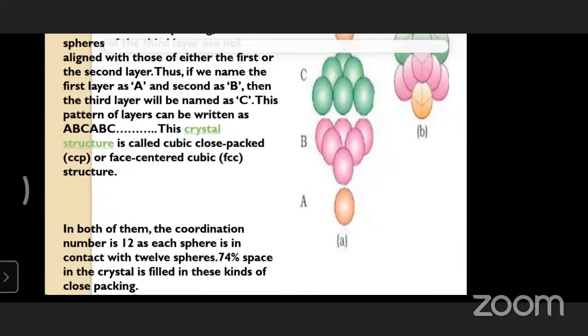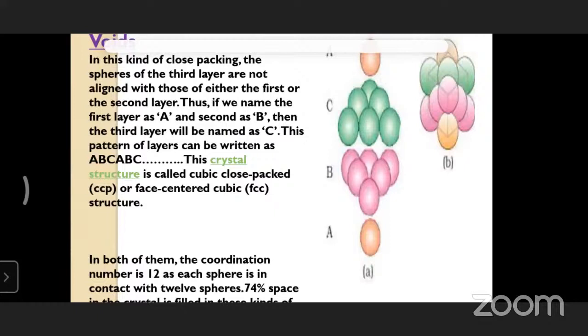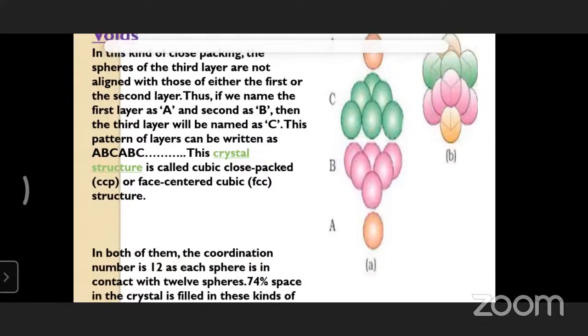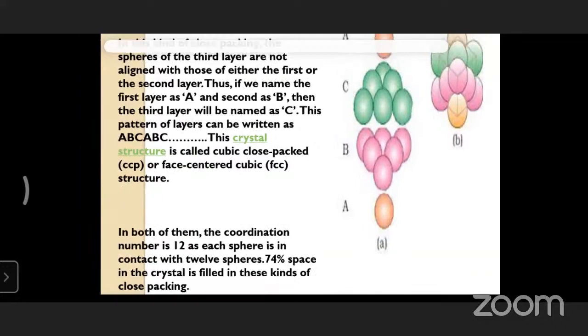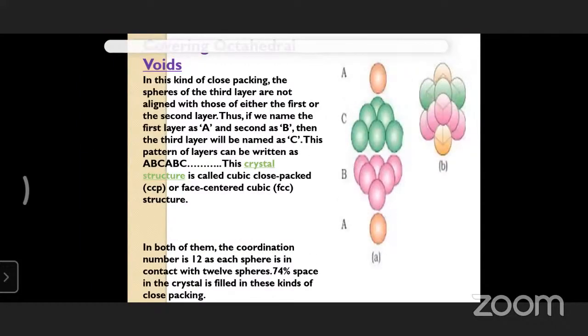Then, 74% of the space in the crystal is filled in this kind of close packing. How did we get this 74%? In the first slide also we discussed 68%, and I mentioned FCC. So 68% in some and 74% in this. How we get these percentages, I'll let you know. The covering of octahedral voids is finished, as well as the covering of tetrahedral voids. Then we'll go to the next topic.